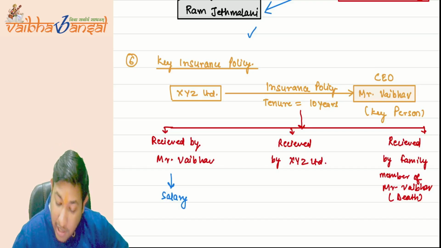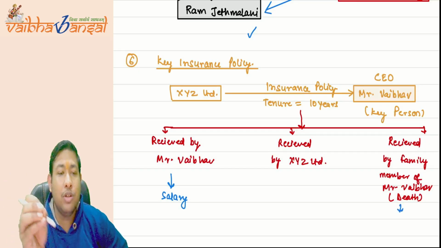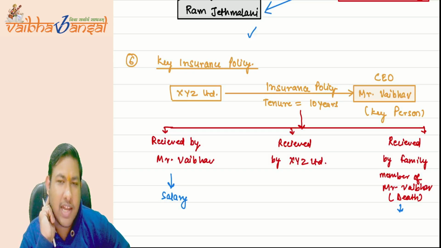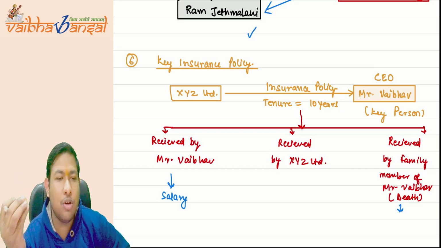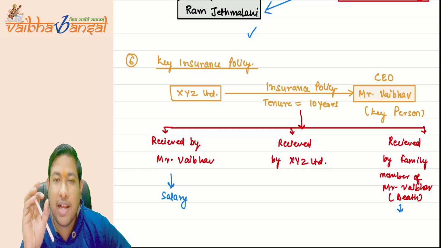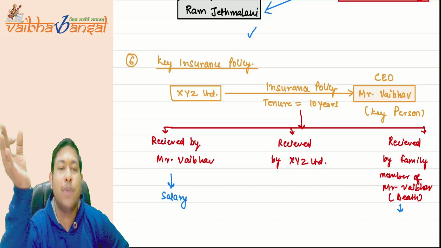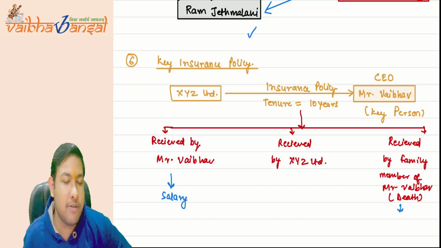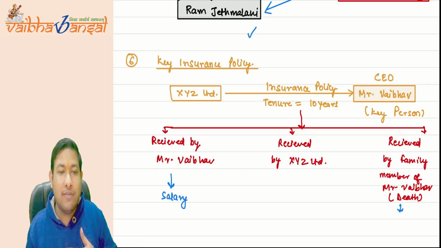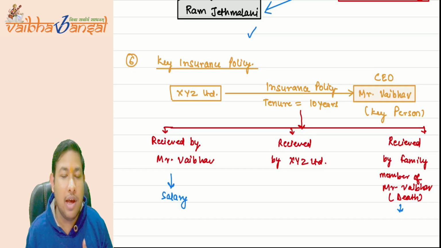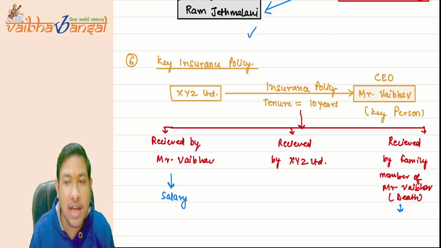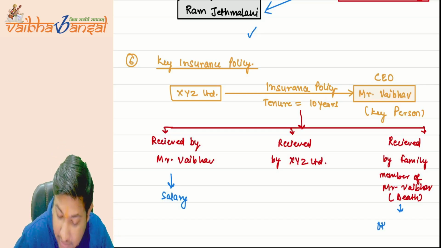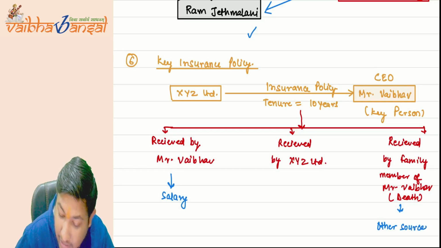Now suppose before the tenure of 10 years, or maybe after the 10 years, Mr. Weber died due to a sudden accident or natural death. The insurance policy amount was received by the family members, the legal representative of Mr. Weber. If the legal representative receives this life insurance policy, then it will be taxable in the hands of the family member who received the insurance amount, under the head other sources.